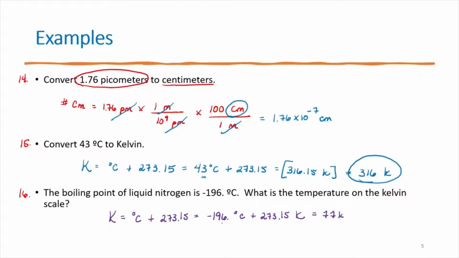So we've got to round to the first place here. You're going to have to round up. When you do this calculation, you should get 76.85. You're going to round up to 77 because we need to keep it with no decimal places, because our least precise measurement is negative 196.